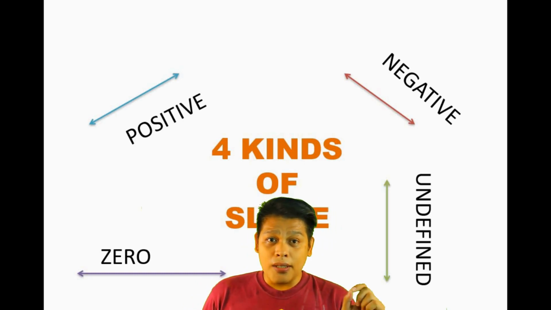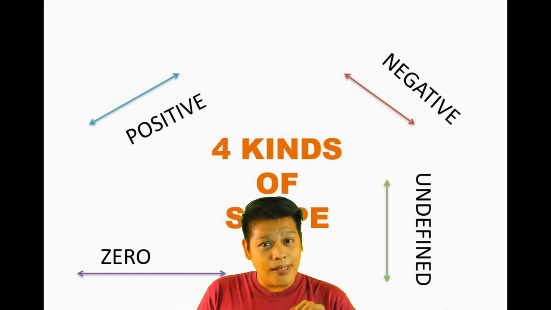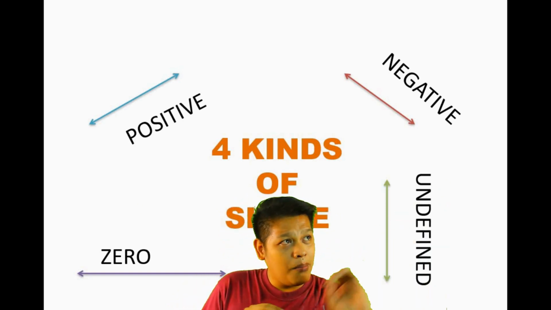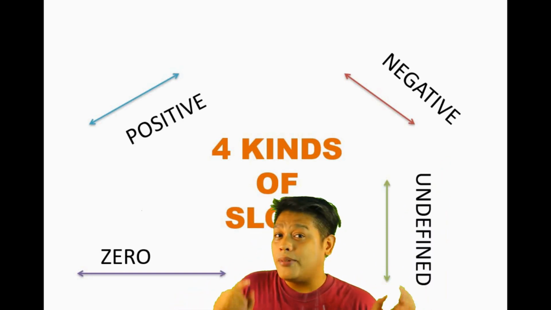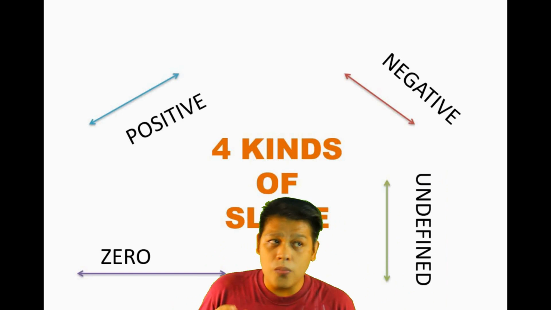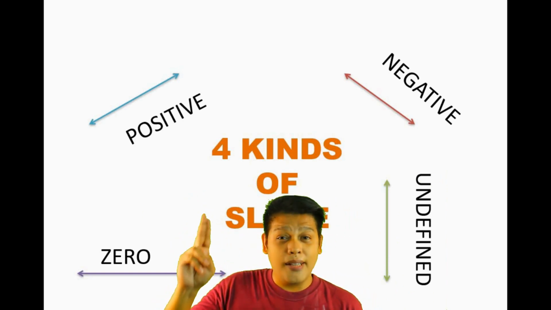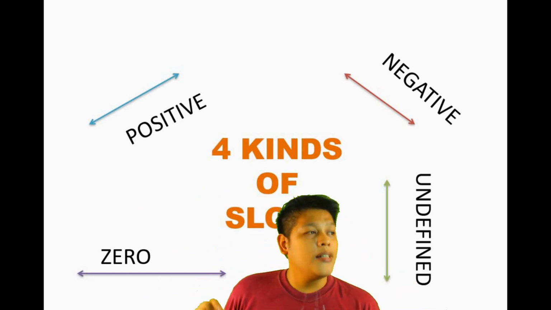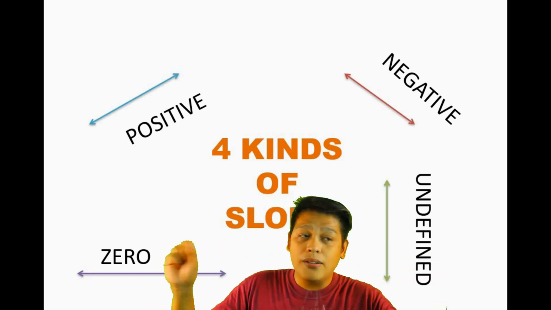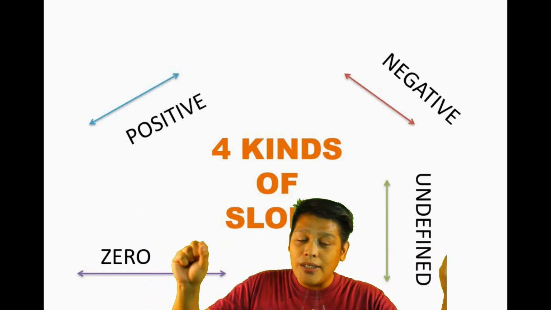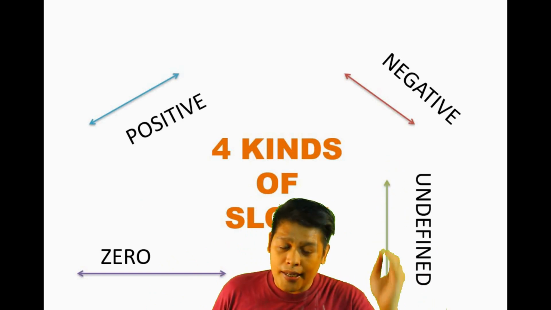A slope is positive if the line is rising to the right, pataas siya sa kanan, and falling to the left. So this is a positive slope. The negative slope is rising to the left and falling to the right. The zero slope is horizontal. Horizontal talaga siya, that is a zero slope. And the undefined slope is vertical.